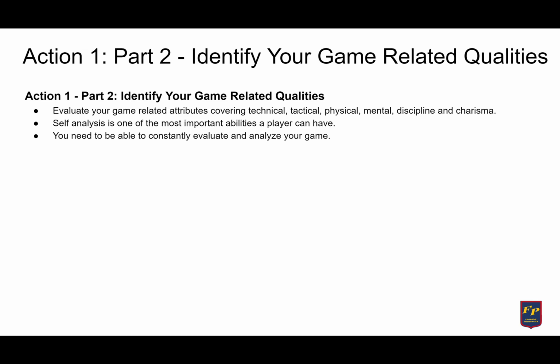Okay, so once you finish that, you're going to go to part 2 of action 1. This is where you're going to identify your game-related qualities. So what that means is you're going to evaluate game-related attributes covering technical, tactical, physical, mental, discipline, and charisma. You're going to do more self-analysis to help you identify where you think you are at now and what you can develop. Okay? This is extremely important because if you want to reach the highest level of the game, analyzing yourself is critically important. Okay, so without further ado, let's jump into this.